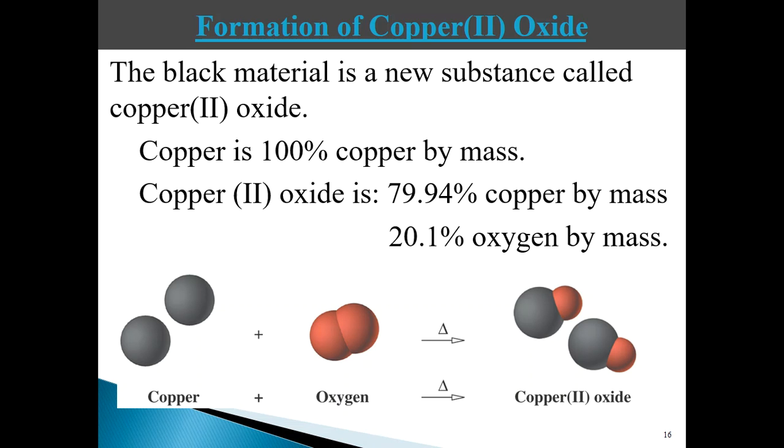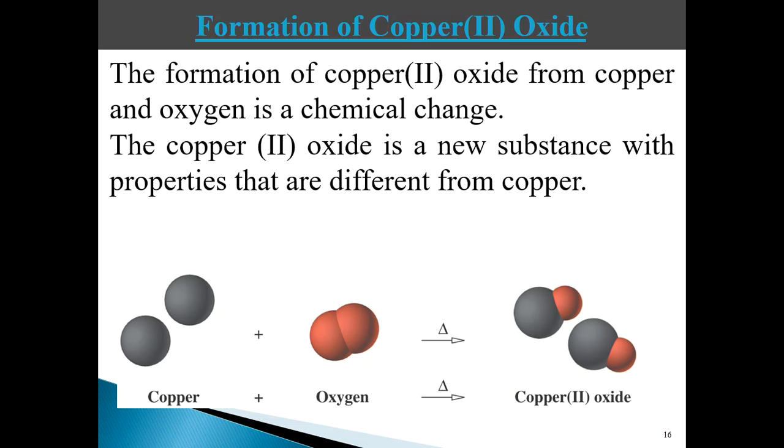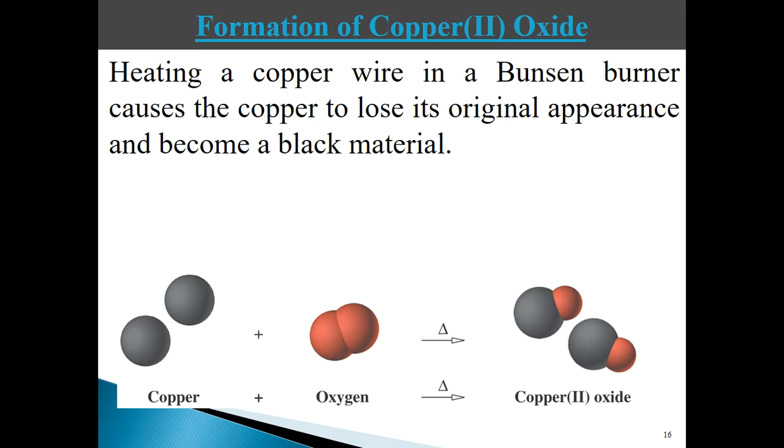Another thing that has told you that a chemical change takes place is that the composition of copper is, of course, 100% copper, but the composition of the new substance, copper(II) oxide, is 79.94% copper. The rest of it is oxygen. All right. So that's what happens when you have a chemical change. A new substance is formed.